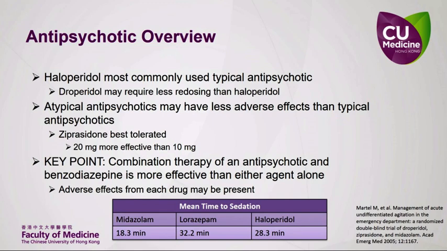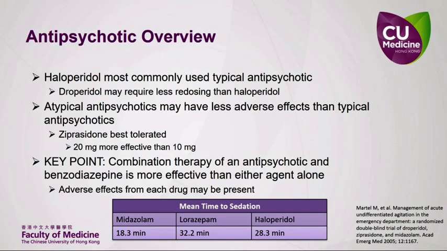So haloperidol is the most commonly used treatment in Hong Kong for undifferentiated acute agitation, used almost 50% of the time, even though droperidol may require less dosing. Although haloperidol is currently more commonly used, atypical antipsychotics are still a very viable option, as they tend to have less adverse effects, with ziprasidone being one of the best tolerated options. A meta-analysis has shown that typical and atypical antipsychotics have similar efficacy rates.